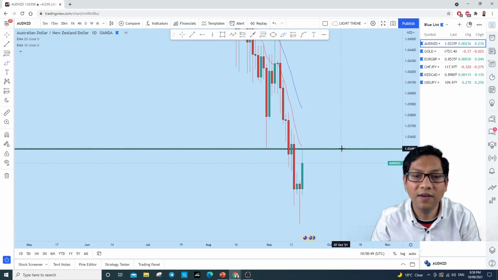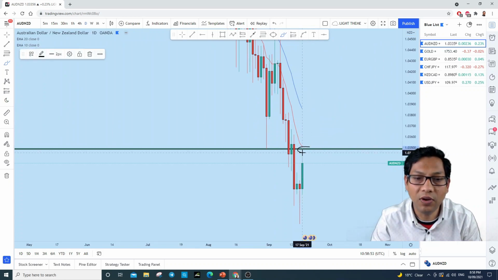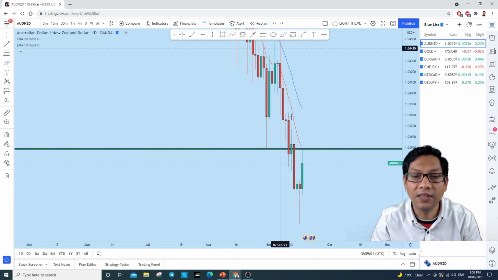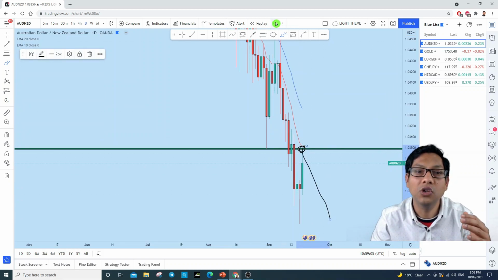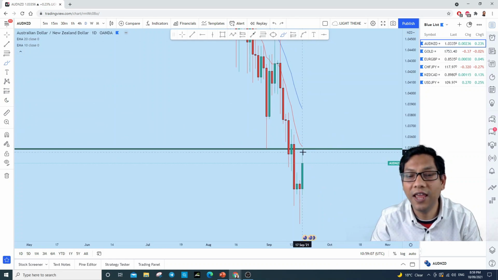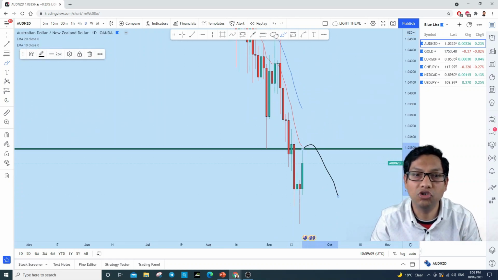Now what we have seen on the daily, you see this is the level where the doji was created on the weekly, and also on the daily we see a strong wick in this level, and the price basically has been rejected primarily on the daily as well. So what we can see next week, from here, is another drop.